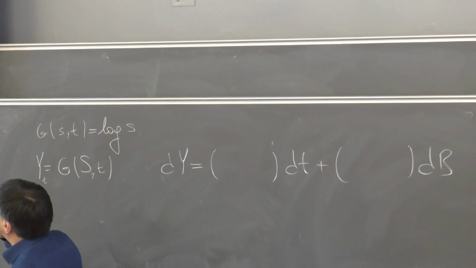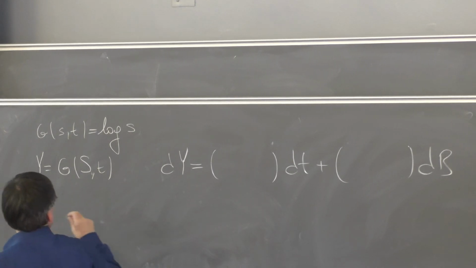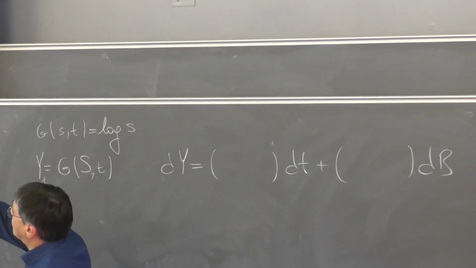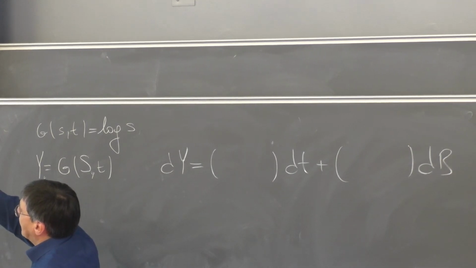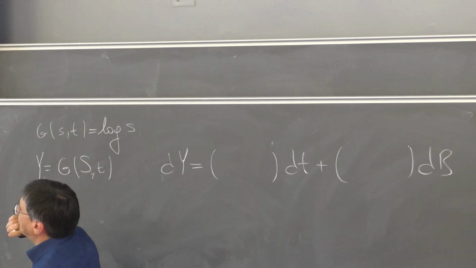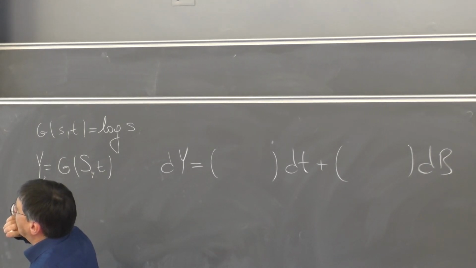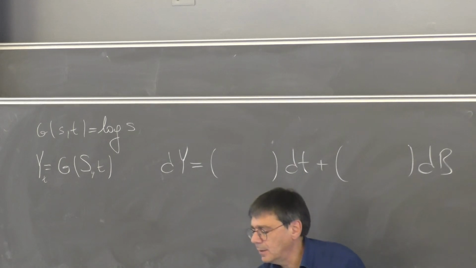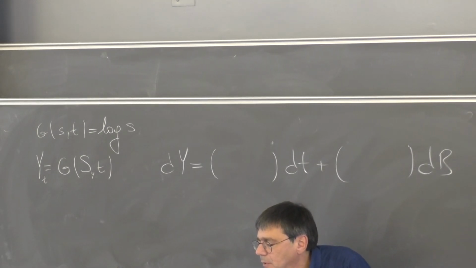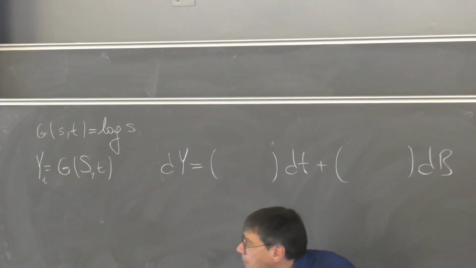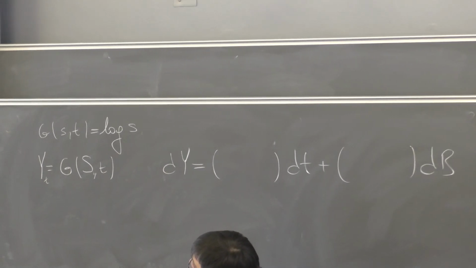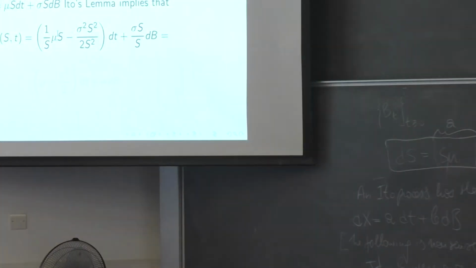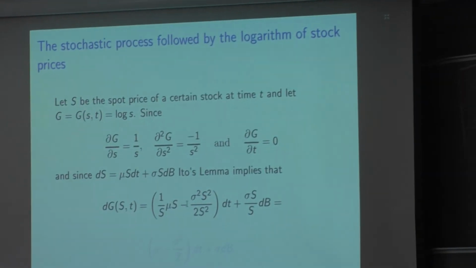We take the derivative of g with respect to the first variable, which is 1 over s, and plug in capital S and time, and we get 1 over s. Multiply that by a. What is a? It is mu s. So that's the first thing we get from Ito's lemma. Then Ito's lemma tells us to take dg dt, which is 0, so we don't have a contribution from that.